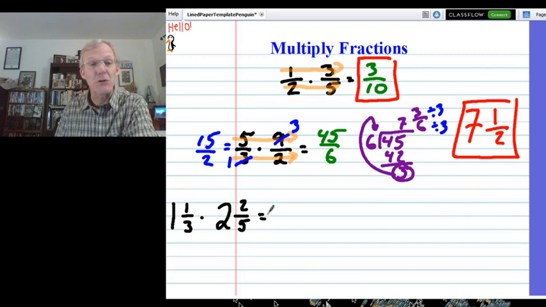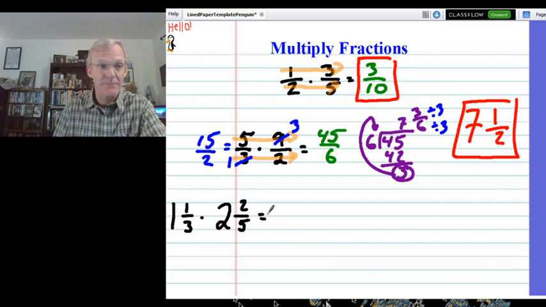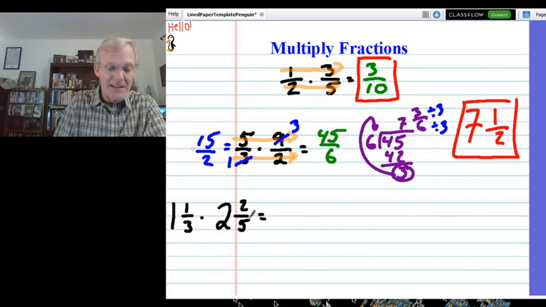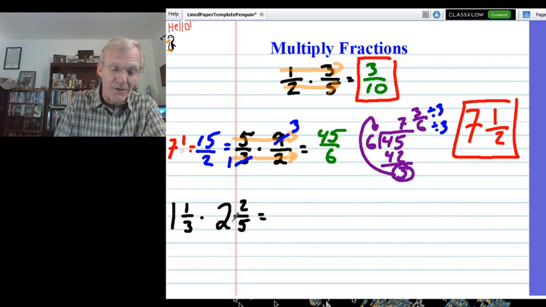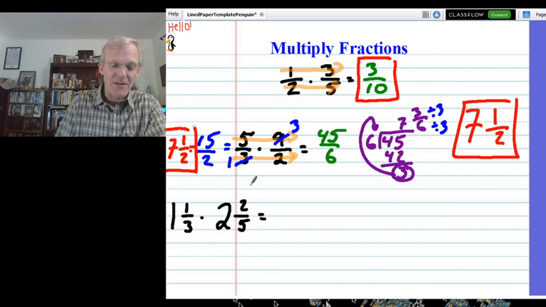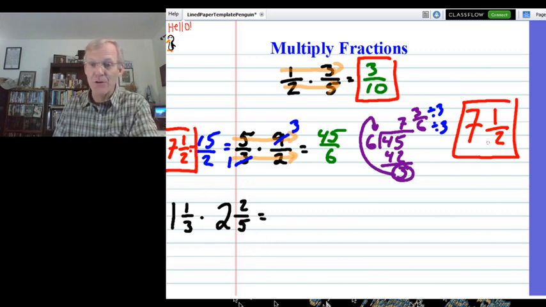How many times does 2 go into 15? Right, 7 times. And how much is left over? 7 times 2 is 14. So there would be 1 left over. And the denominator remains the same. Look, we got the same answer of 7 1/2. Same as over here.